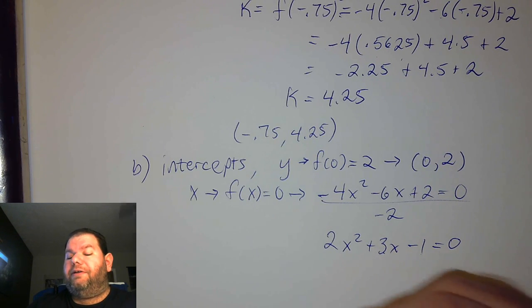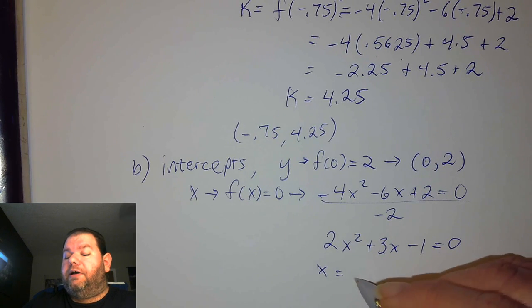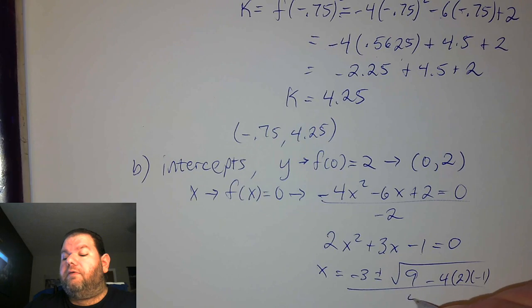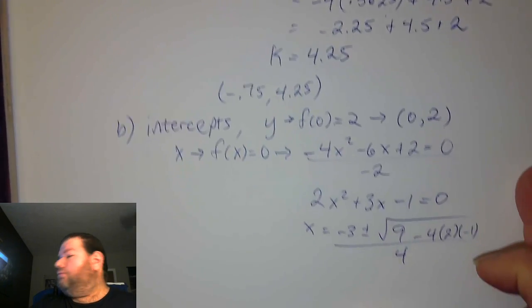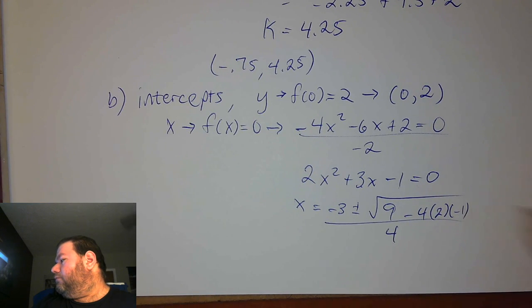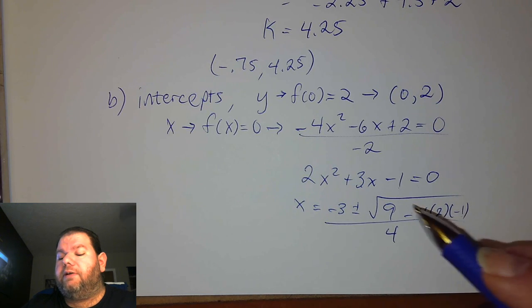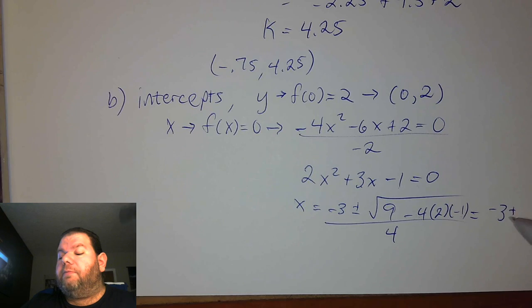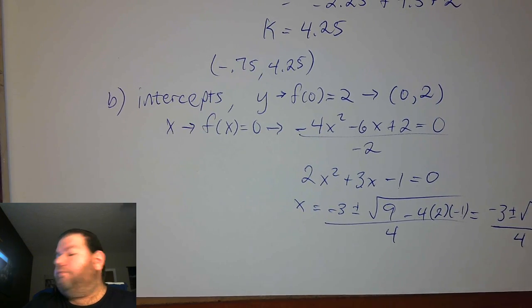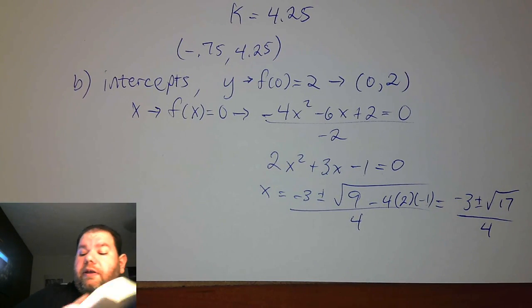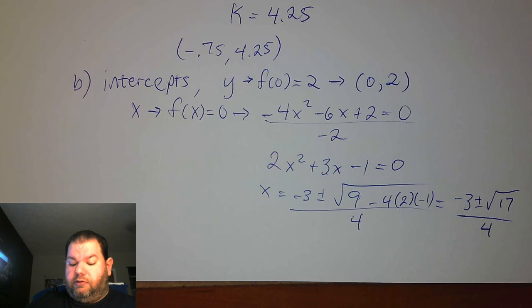Alright, so plug it into the quadratic formula. Negative 3 plus or minus the square root of 9 minus 4 times 2 times minus 1, over 4. So this is 9, and minus 4 times 2 times minus 1 is plus 8, so negative 3 plus or minus the square root of 17, over 4. I would go ahead and approximate the square root of 17. It comes out to be 4.12.